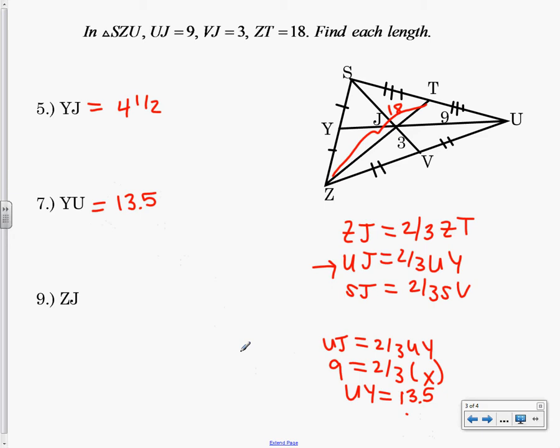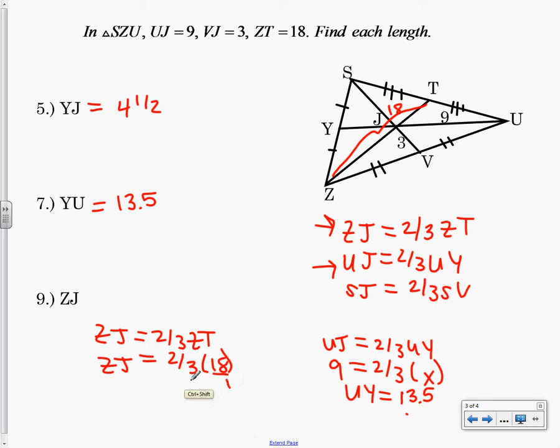So this time it's ZJ. Which formula is probably going to help me? The first, the second, or the third? Probably the first one, right? So ZJ is equal to 2/3 ZT. What do I know? I know ZT is what? 18, right? So use your calculator or not, whatever. 2/3 times 18. If you don't have a calculator, you're trying to get yourself ready for the I-step where you can't use it all the time.